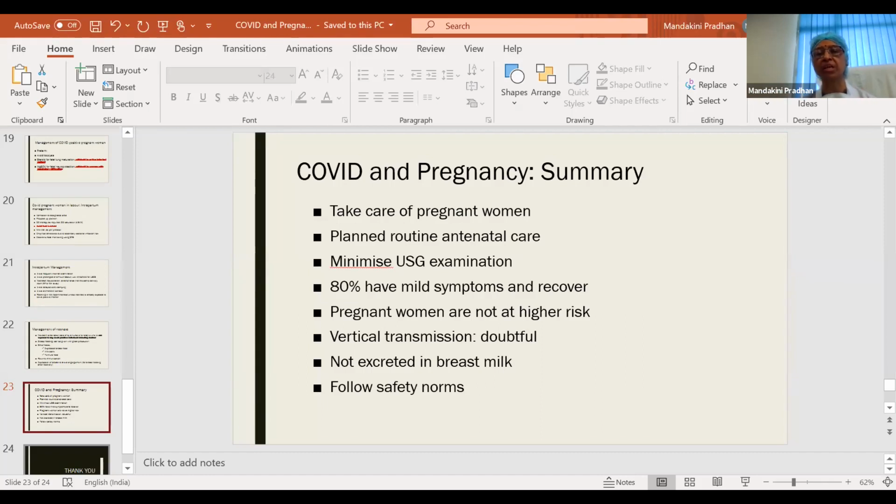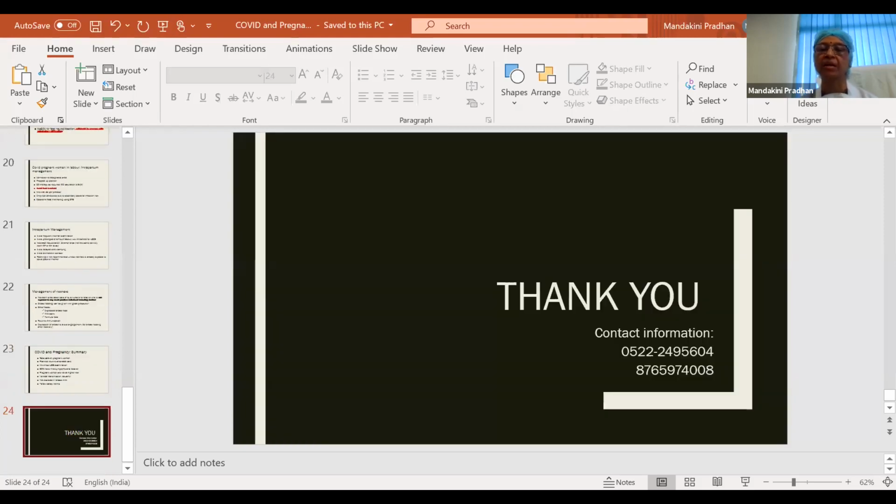Minimize your ultrasound examinations. 80% of patients will be cured. And pregnant women are not at higher risk. Vertical transmission is doubtful. It is not excreted in breast milk, and hence breastfeeding should be given, and follow safety norms. And I thank you all for listening to us.